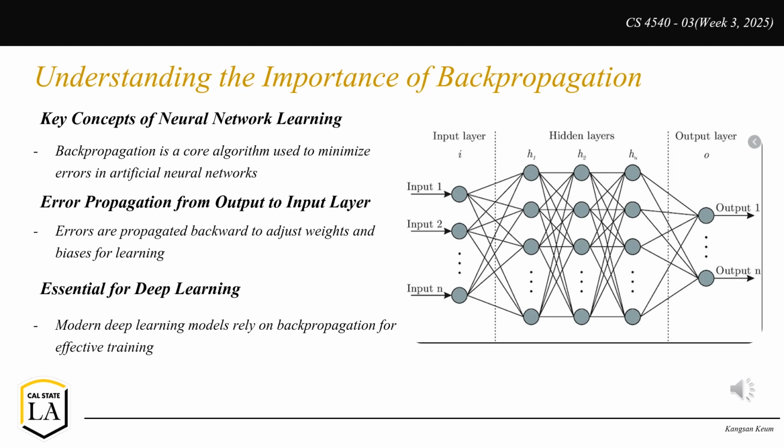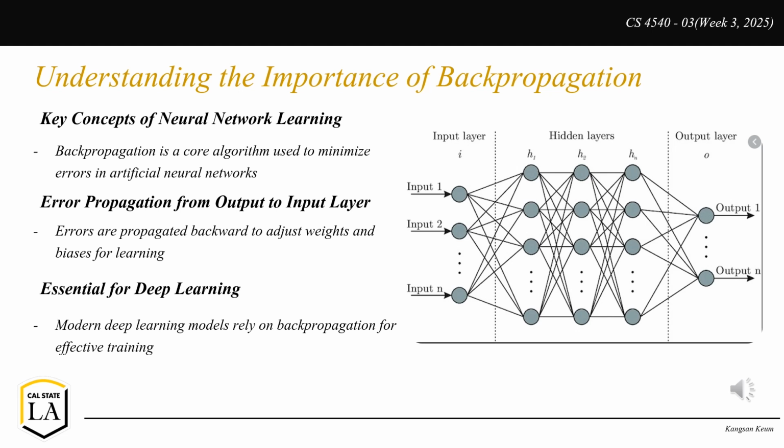But how does it work? It all starts with error propagation. When a neural network makes a prediction, we compare the output to the actual target value. If there's a difference, which is an error, the backpropagation algorithm calculates how much each weight contributed to that error. It then adjusts the weights in the opposite direction of the error gradient, ensuring the model improves over time. This process is repeated thousands, even millions of times during training.